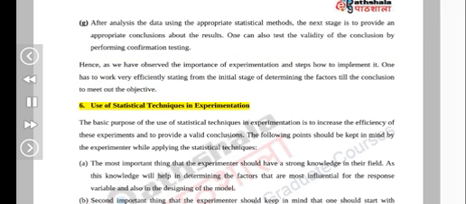6. Use of statistical techniques in experimentation. The basic purpose of the use of statistical techniques in experimentation is to increase the efficiency of these experiments and to provide valid conclusions. The following points should be kept in mind by the experimenter while applying the statistical techniques.